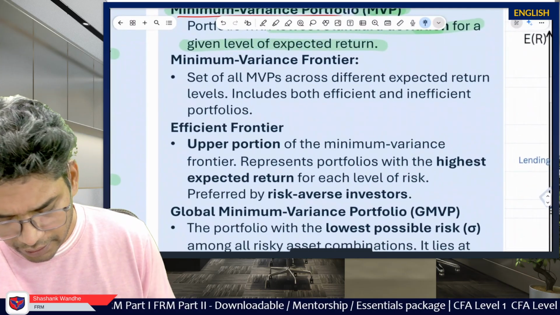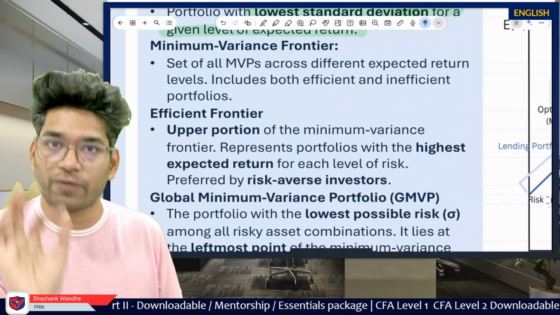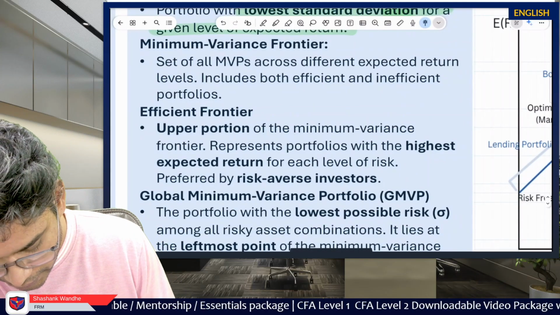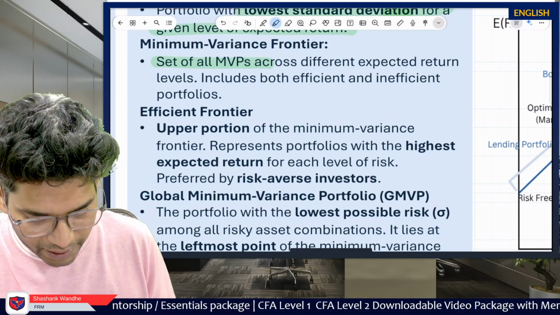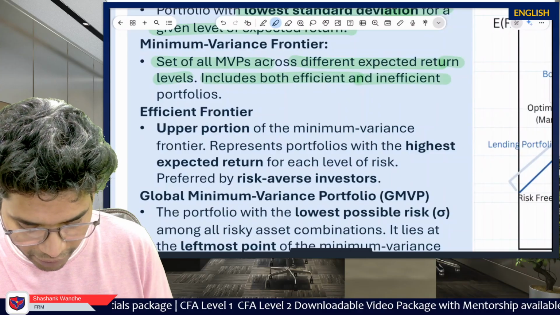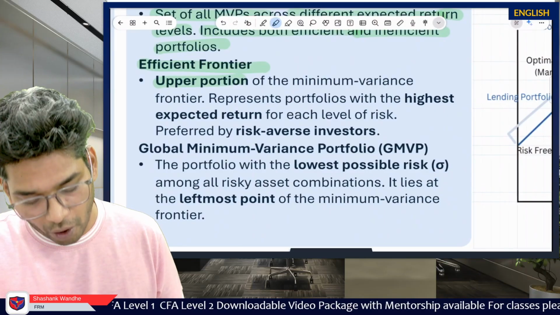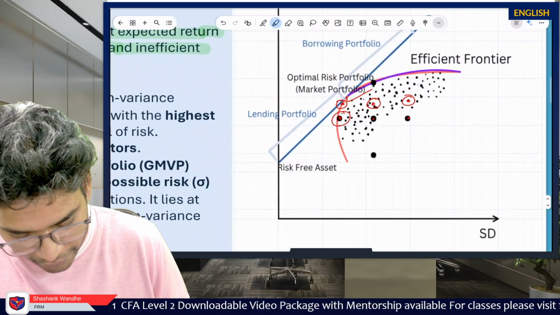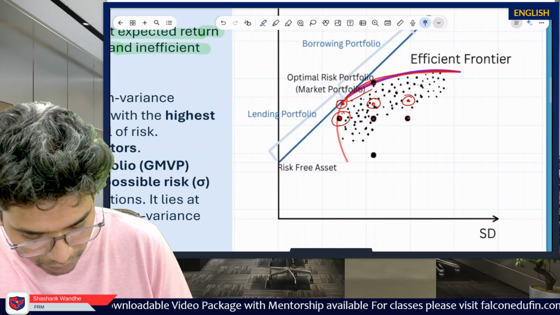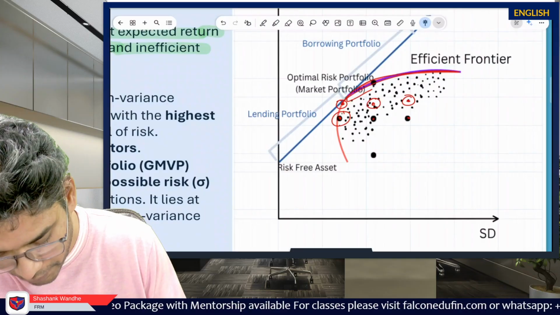Minimum variance frontier, this whole part is the frontier. Remember, this is minimum variance frontier, not efficient frontier. The set of all MVPs across the different expected return levels includes both the efficient and the inefficient portfolios. Now, what is the efficient frontier? The upper portion of this minimum variance frontier gives you the efficient frontier. This is this particular part. Only this particular part is the efficient frontier. Why? Now understand this.